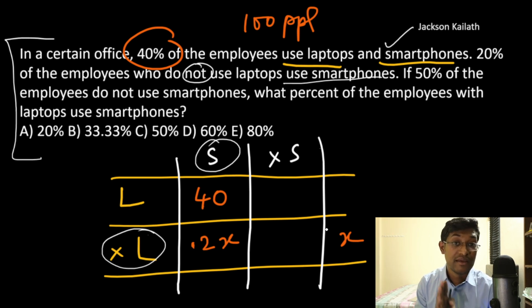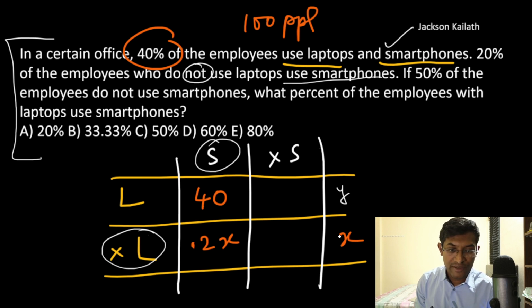Now again, it's important that you read the question carefully and accurately translate the information given to this diagram. So that's what is very important. Okay, so 20% of the employees who do not use laptops. So it's not 20% of the total, it's 20% of employees who don't use laptops. Now again, remember, in this diagram, if I write X over here, and just for your understanding, if we take Y over here, X plus Y would be 100, right? The total number of employees, because people who use laptops and don't use laptops would add up to 100, right?